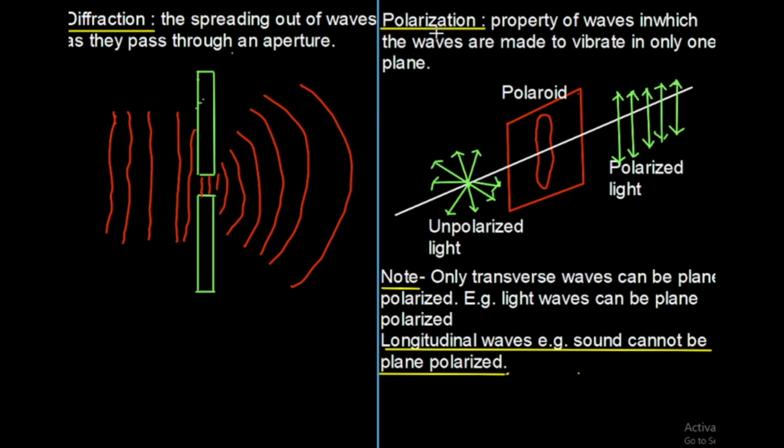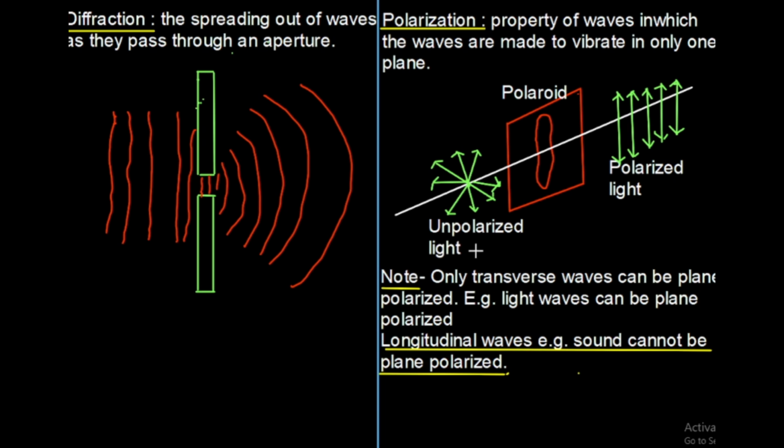Now, for polarization, this is the property of waves in which the waves are made to vibrate in only one plane. Here you can see what we have, unpolarized light. You can see it is moving in all directions. But as it moves through the Polaroid, it takes the shape of the Polaroid immediately. So it is now polarized, or made to vibrate in a single plane. This is the vertical plane here. It was moving in all directions, in all planes, but as it moves through the Polaroid, it's now in a single plane. So this is unpolarized light. It moves through the Polaroid, it becomes polarized.